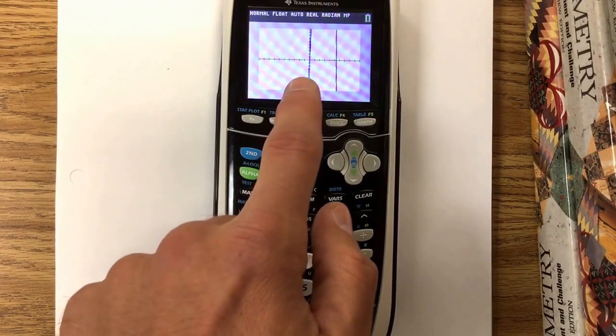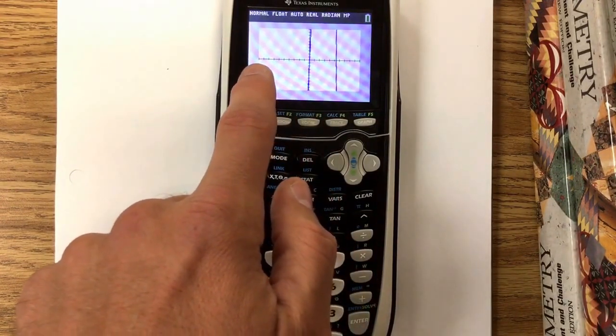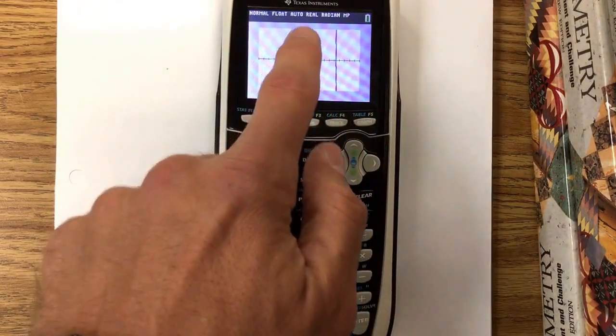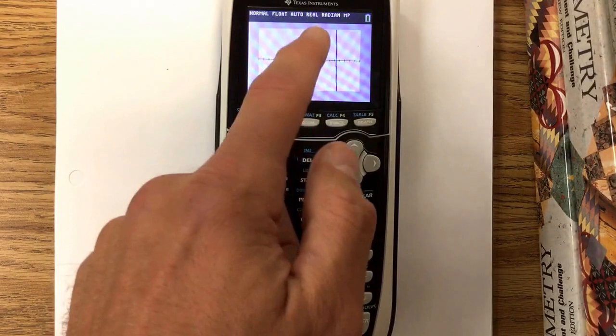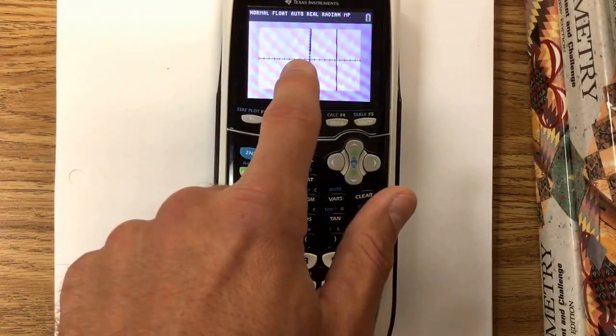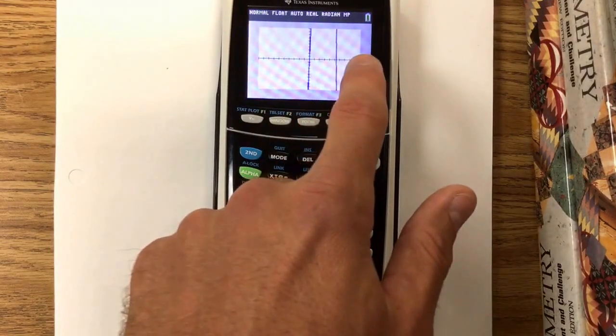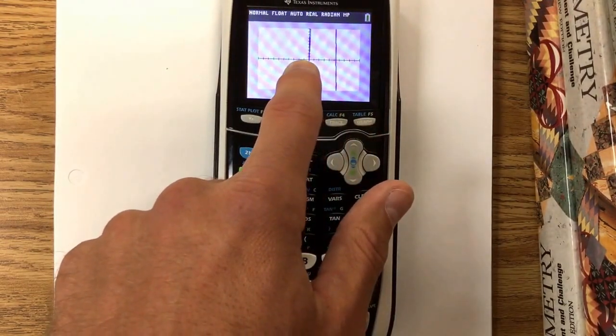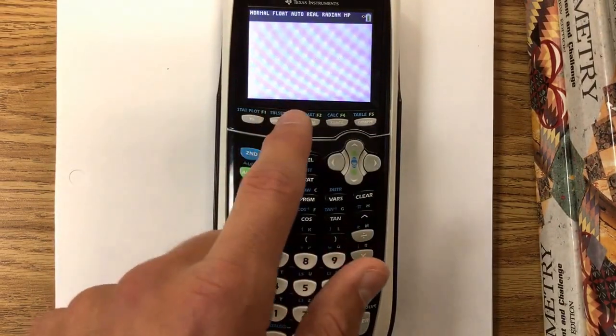Now you can see that this is a normal graph of negative 10 to positive 10 and negative 10 to positive 10. Since this is our real world application, I really don't care about any of my negative x values. I want to use all my positive x values. If you want to keep a negative x value, you can say like negative 1. So I'm going to go to my window.